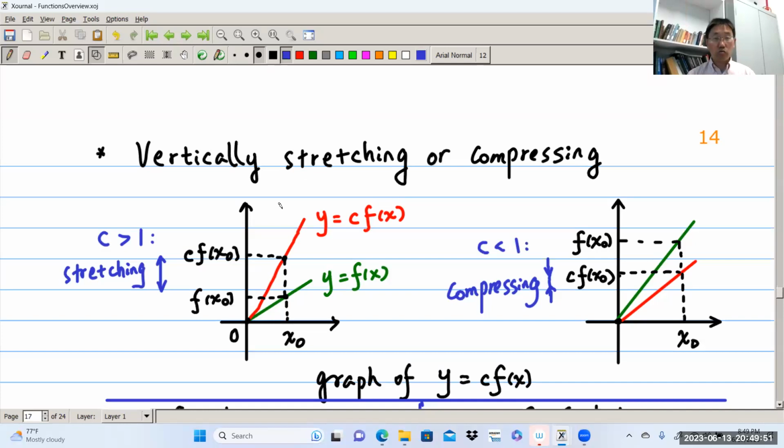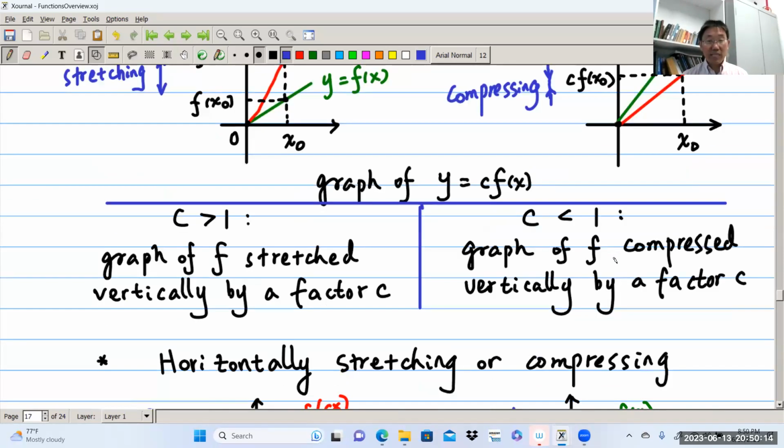Okay, so it's a vertical stretching when c is bigger than 1. And similarly, if c is positive but less than 1, between 0 and 1, then you multiply that f of x by c, you make your y coordinate closer to what? To the x-axis. So this is called a vertical compression now.